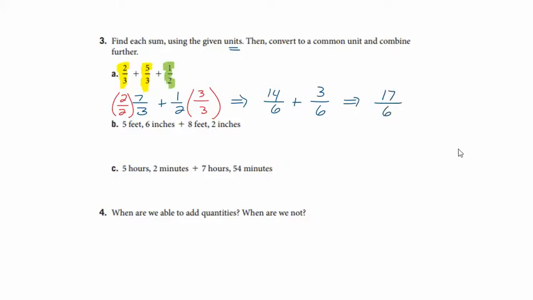You could leave that answer like that, but just to practice mixed numbers, let's go ahead and write it as a mixed number. 6 goes into 17 twice, which is 12. And so 17 minus 12 is 5, over 6. So it's 2 and 5/6. All right, let's see what you can do for B and C. Go ahead and pause the video and give those a try.